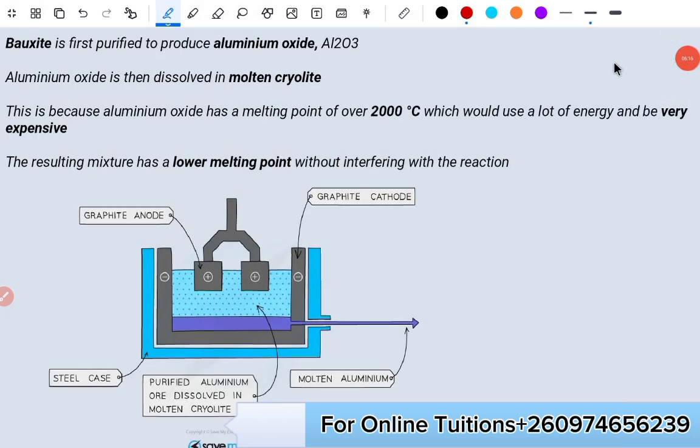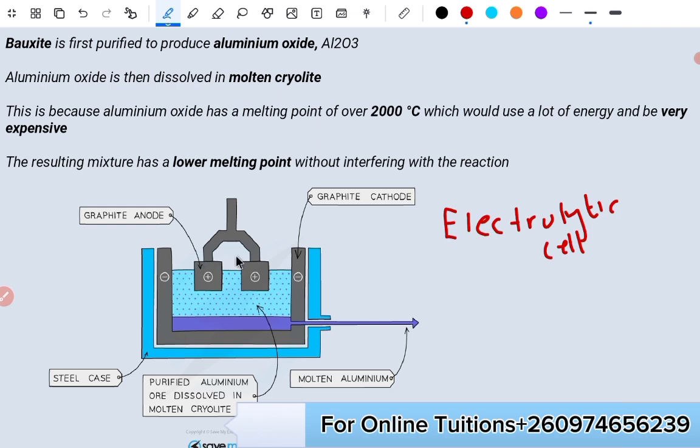Okay, so let's look at what is actually going on in this electrolytic cell. So this whole diagram is called an electrolytic cell. This is where electrolysis is taking place. And in this electrolytic cell, this is where the whole process of electrolysis will take place.